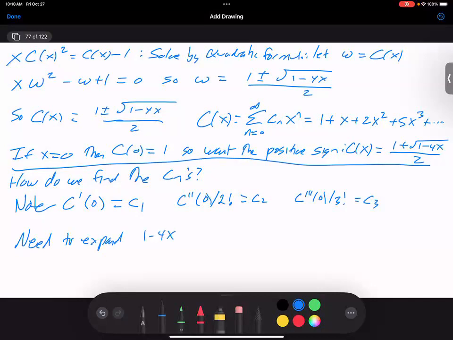1 minus 4x to the 1/2. The 1/2 in front of it is fine. Once I go past the 0th term, once I start taking derivatives, the 1/2 doesn't matter. The plus or minus 1/2 in front of this is not a big deal. I have to expand this. So really, it's essentially asking, what is the Taylor series expansion of this? So we want to Taylor expand.